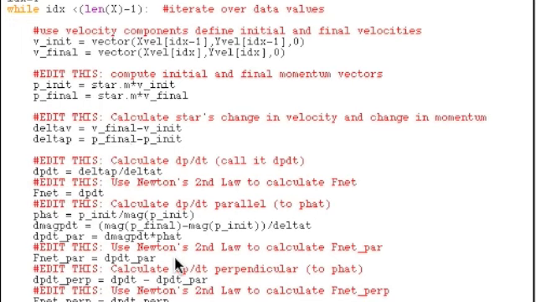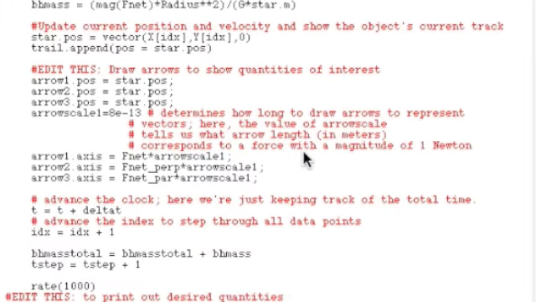And the perpendicular we simply find by using the total change in momentum over change in time and subtracting the parallel component. Continuing on through my code, we find the radius between the star and the black hole using data points from the CSV file and the location of the black hole given to us. And then we find the mass of the black hole by rearranging the equation that the force of gravity equals the constant G seen here times the mass of the star times the mass of the black hole divided by the radius between them squared.